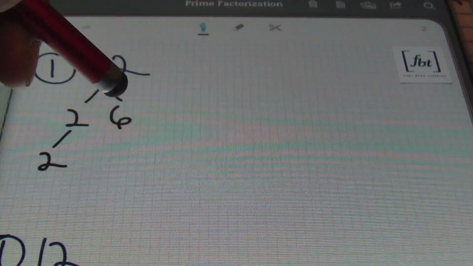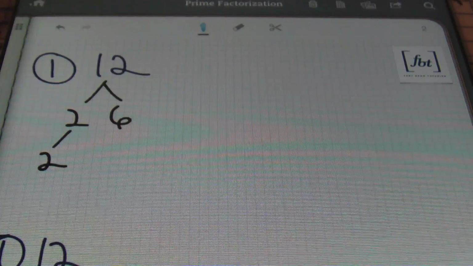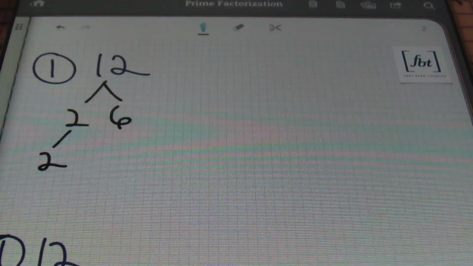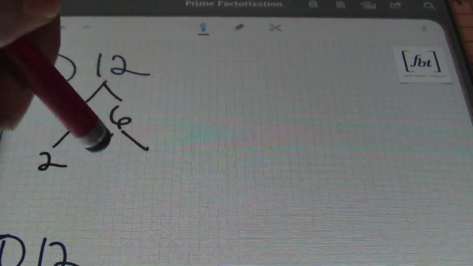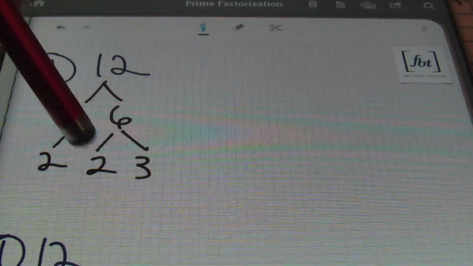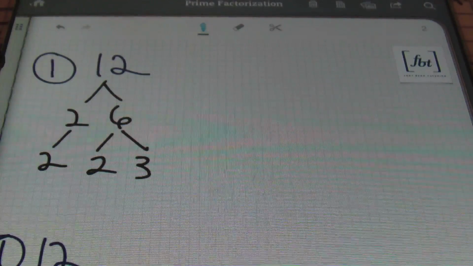Well, 6 is a composite number. You can find 2 numbers other than 1 times 6 that'll give you 6, right? What 2 numbers will multiply to give you 6? Great. Absolutely right. 2 times 3. So once I have it in this format, these are my prime numbers. Notice that I don't have any composite numbers left.